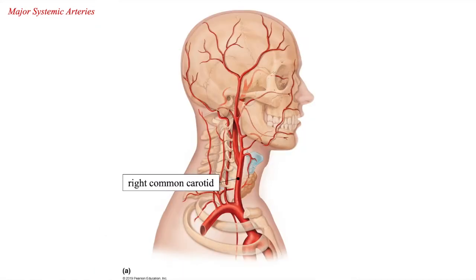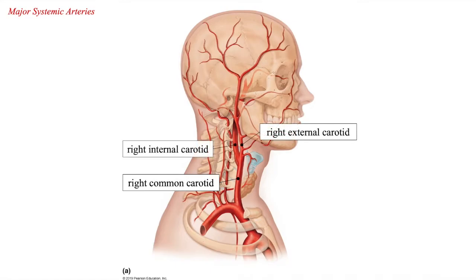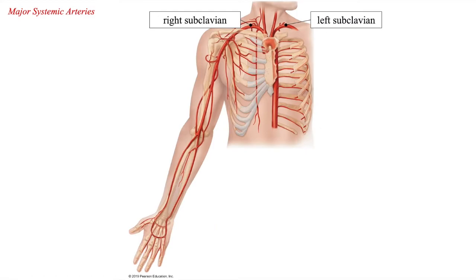The right and left common carotid arteries divide to form an internal and external carotid artery, providing oxygenated blood to the brain and superficial tissues of the skull. Many more arteries serve the brain, but we will not be discussing them in detail. Let's look again at the right and left subclavian arteries.